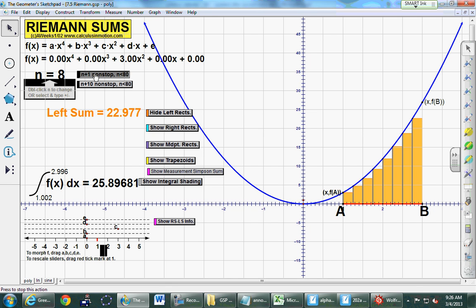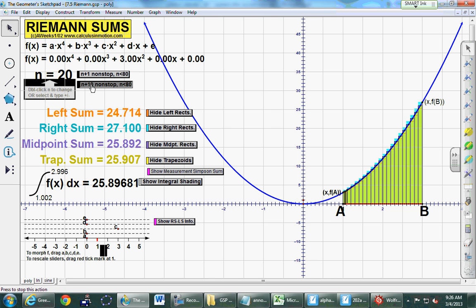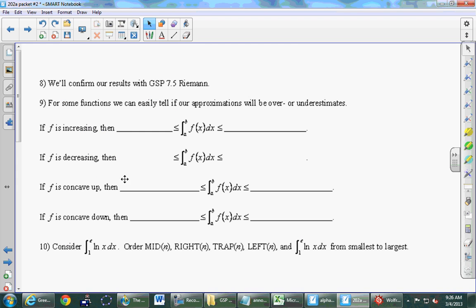And so with n equals 10 left rectangles, it's 23. Remember, the right answer was 26. And you can see how close we're getting here with the midpoint and the trapezoid one. And you can use more and more and more, and the picture doesn't mean anything, but all of a sudden these numbers are really honing in on the right answer. Okay, let's come back here.